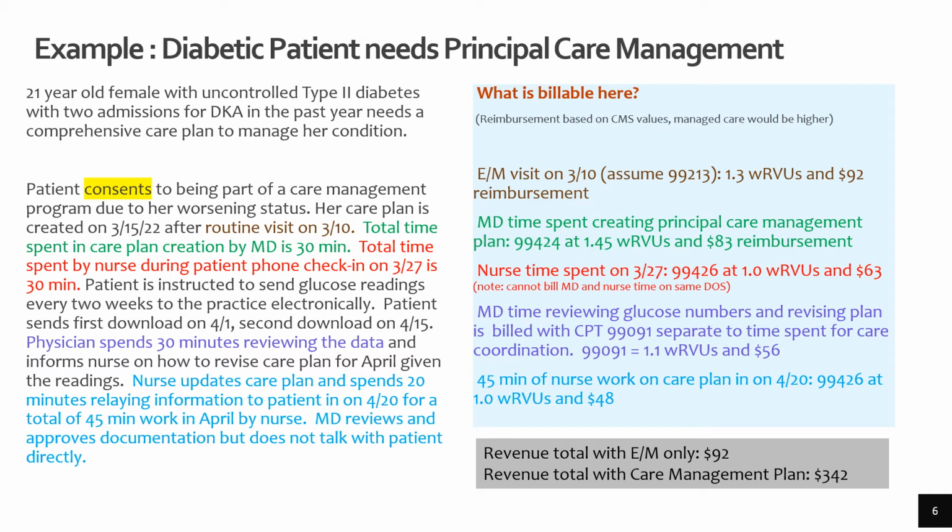The physician spends 30 minutes reviewing the data and informs the nurse on how to revise the care plan for April given the readings. The nurse updates the care plan and spends 20 minutes relaying information to the patient on 4/20 for a total of 45 minutes of work in April by the nurse. The physician reviews and approves the documentation, but does not talk with the patient directly that month.